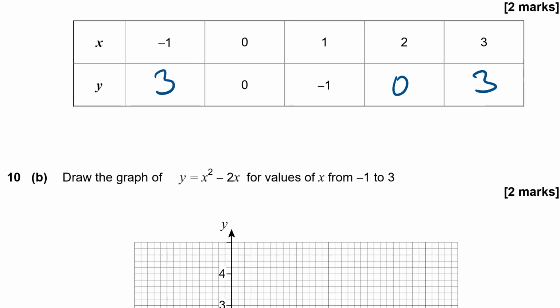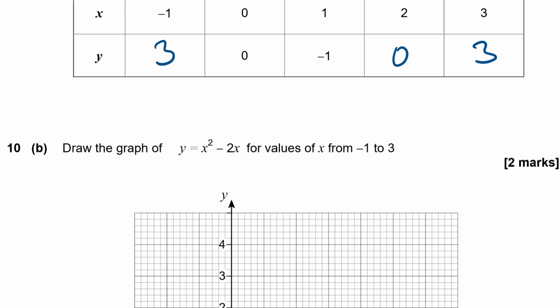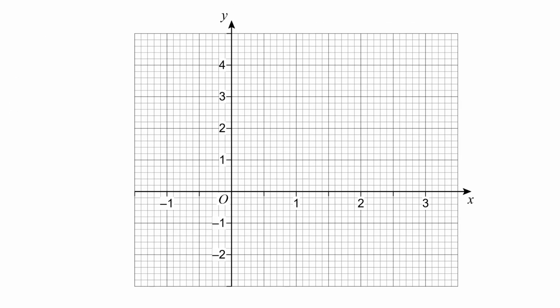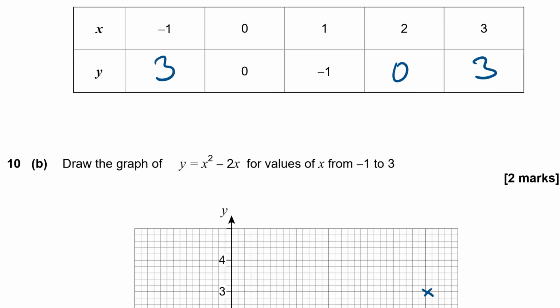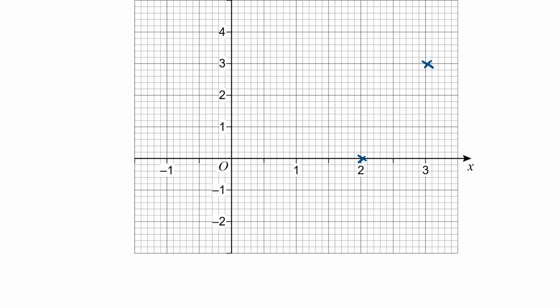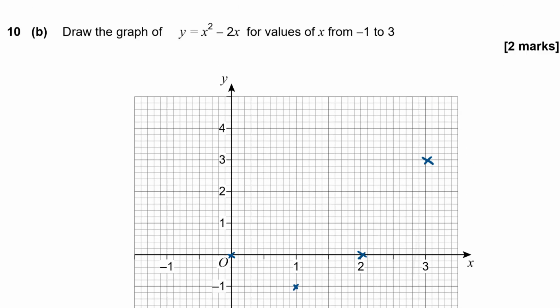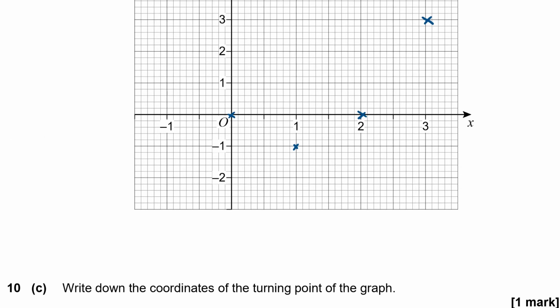Now we need to plot those points on. So 3, 3, 2, 0. 1, -1, 0, 0. And then finally -1, 3, up there. Okay, so it's quite a shallow parabola that we've got here. Let's draw it on. Try and make it a nice smooth curve passing through the center of each of your points.